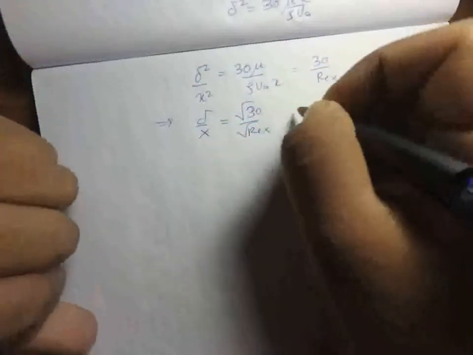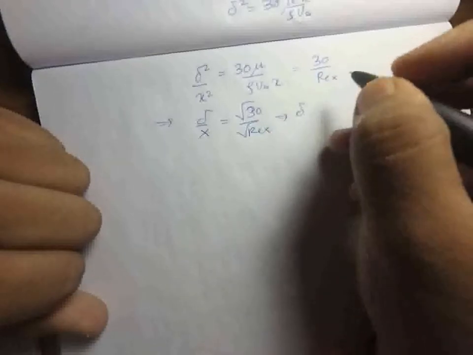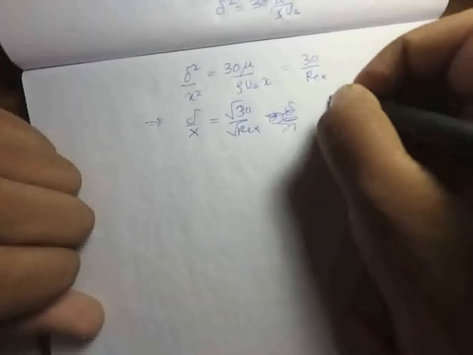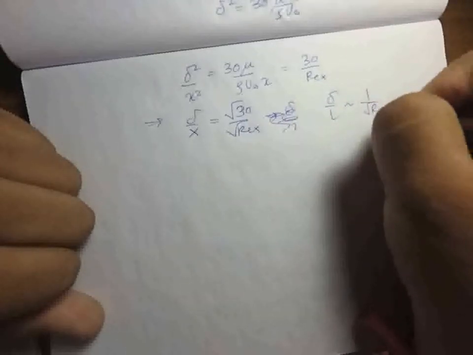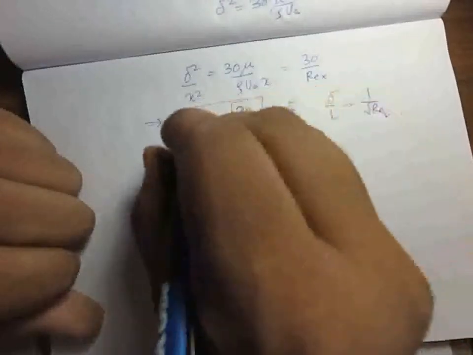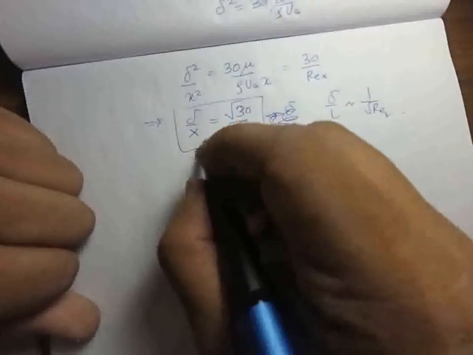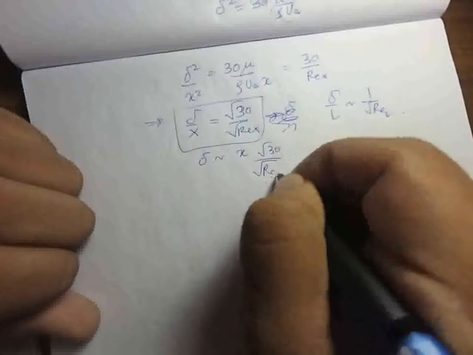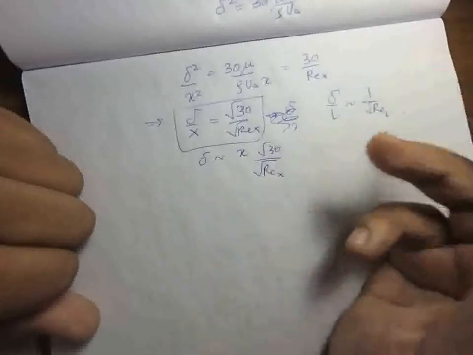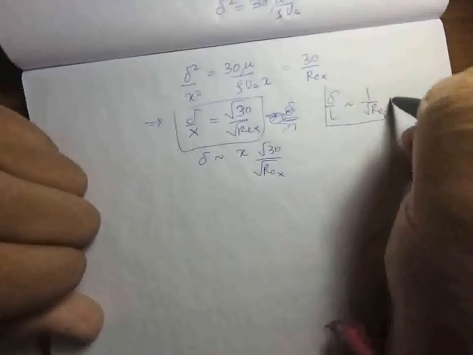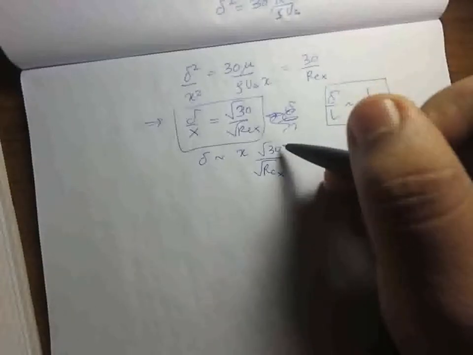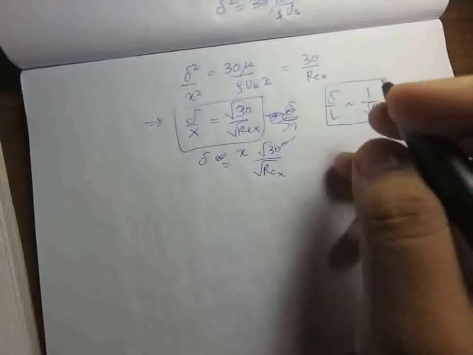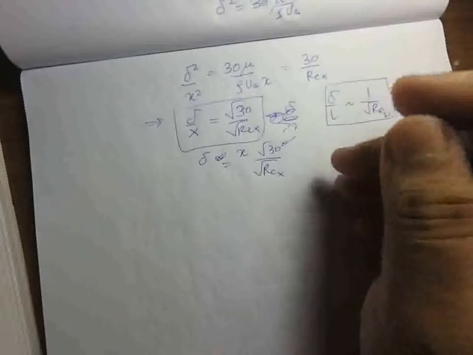This is 30 by rex, and thus we obtain delta by x is equal to square root of 30 by square root of rex. So this is in line with the initial scaling that we had done. So we had obtained initially that delta by L scales as 1 by square root of re based on the length scale L, and this is what we obtain using an integral approach. We obtain delta scales as x times square root of 30 by square root of re based on the length scale x. Okay. So this scaling that we had, we did not know what the constant is, but now we are actually getting that constant to be square root of 30. Now obviously, if you have a better correction on the velocity profile, you get a better approximation of this.